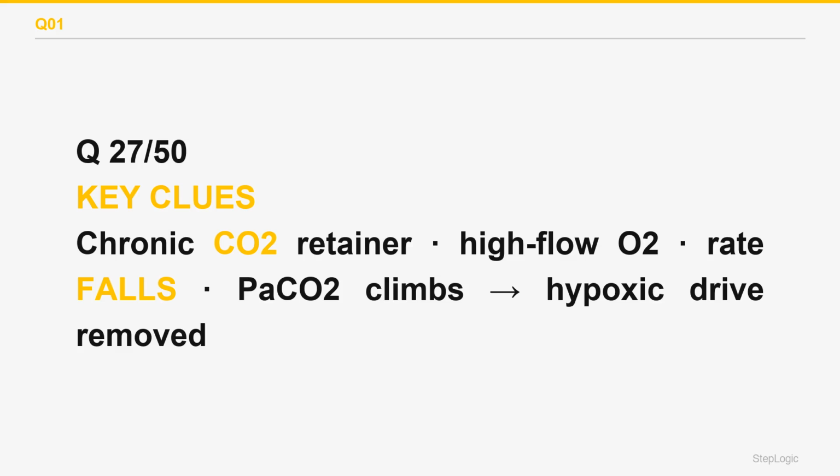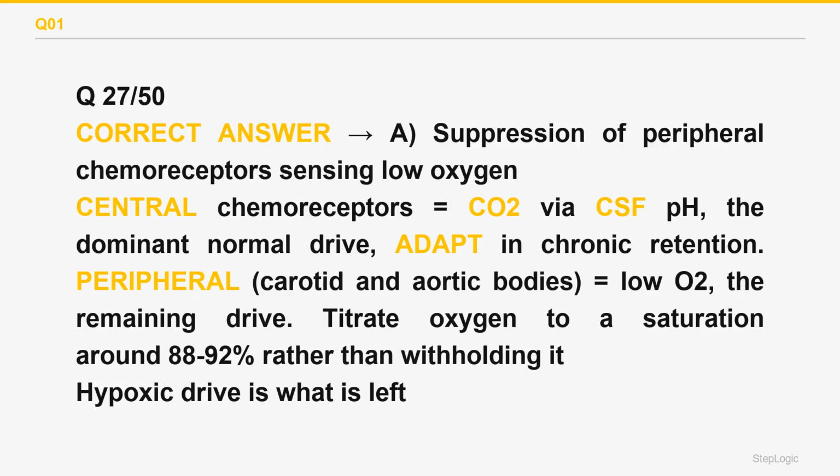What remains is the peripheral drive from the carotid and aortic bodies, which sense LOW oxygen. Flooding the patient with oxygen abolishes precisely that stimulus, ventilation falls, and CO2 climbs further. Choice B names the receptor that has already been silenced by adaptation. The correct answer is A.